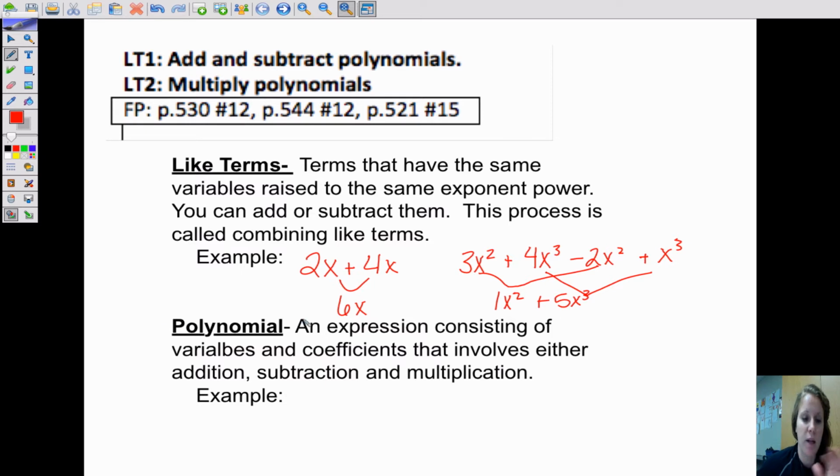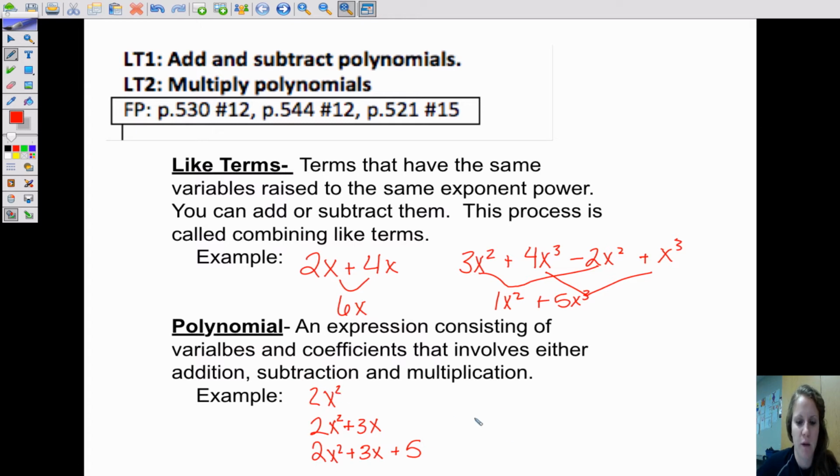Okay? A polynomial is an expression consisting of variables and coefficients that involve either addition, subtraction, or multiplication. There are different types. There's a monomial, which would just be like 2x squared. A binomial would be like 2x squared plus 3x. A trinomial would be like 2x squared plus 3x plus 5. And then a polynomial is usually a term used to note anything more than one term.